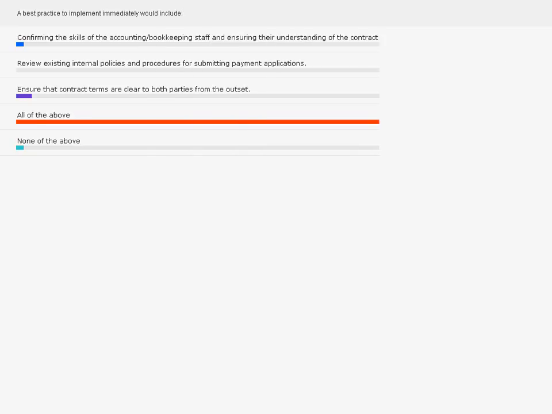What do you think, Curtis? Best practice to implement would include confirming the skills of the accounting bookkeeping staff and ensuring their understanding of the contract terms, and reviewing existing internal policies and procedures for submitting the applications, and ensure that contract terms are clear to both parties from the outset? Yep, looks like consensus. That's what I think too.